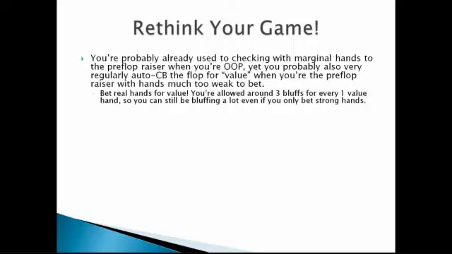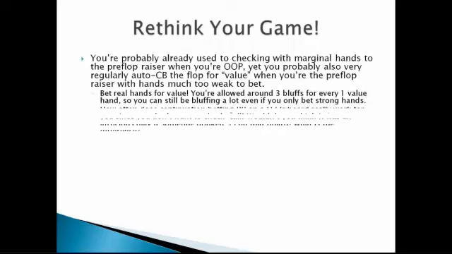Bet real hands for value. You're allowed around three bluffs for every one value hand, so you can still be bluffing a lot even if you only bet strong hands. That's why the model we talked about earlier was so important. It really shows you, even if you're only betting pretty strong hands for value, each strong hand you bet for value allows you to have a whole ton of bluffs on the flop. So you're not just always going to be checking, even if you're only c-betting a very strong range.